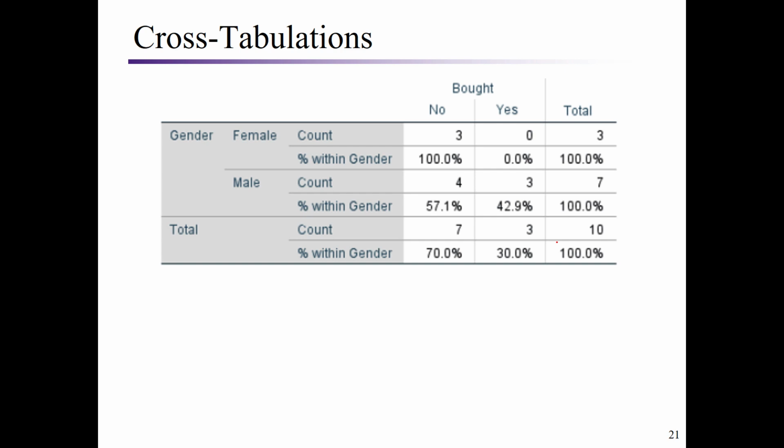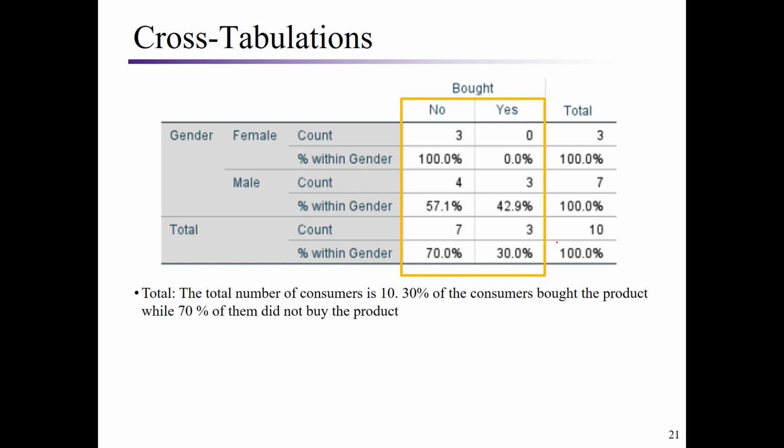Later we will mainly interpret these cells. So let's interpret the meanings of this cross tabulation in this slide. We mainly focus on these numbers. First, when you look at the row total, we found that the total number of customers is 10 here. 30% of them bought the product, while 70% of them did not buy the product.